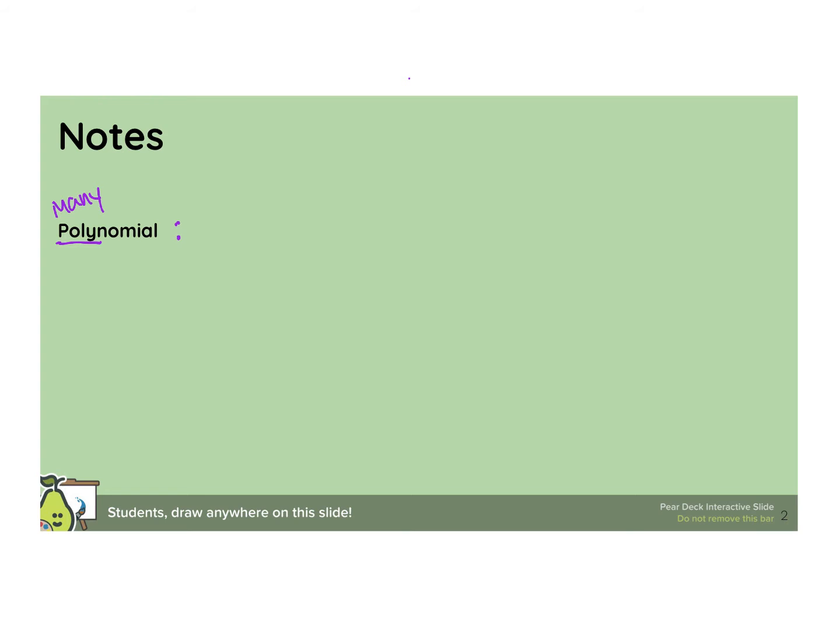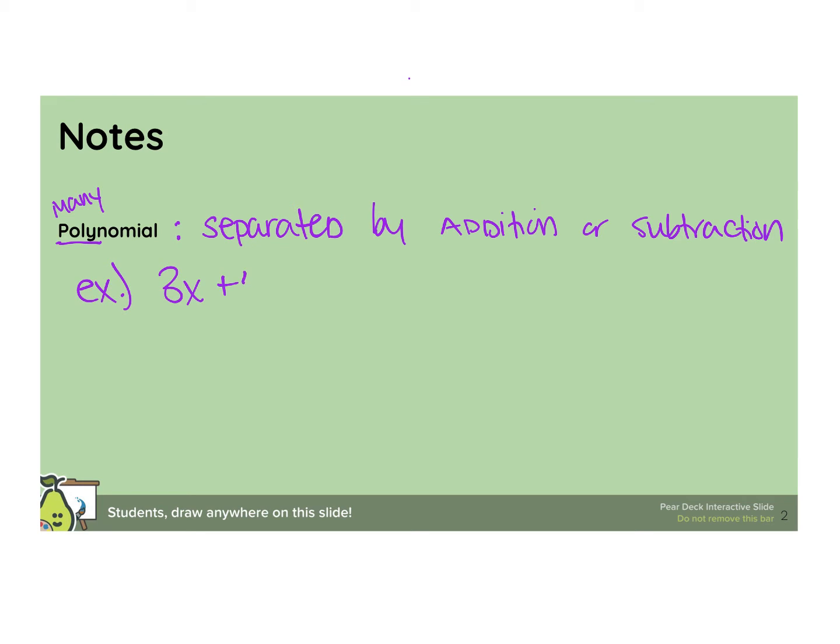But what you want to know is that polynomials are separated by addition or subtraction. So as soon as you see a plus or a minus, you know you've got a polynomial. So for example, if I have 3x plus 4, that's a polynomial. If I have 5x squared minus 3xy plus 6, that's a polynomial.